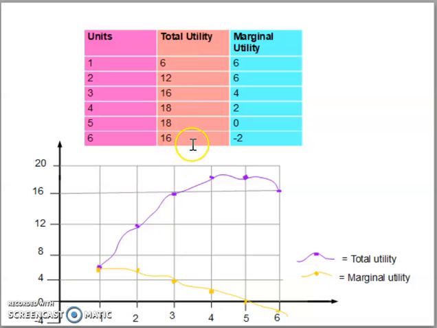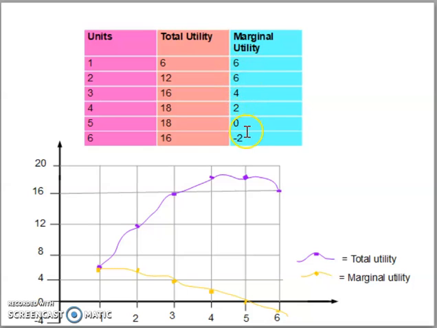Here we can observe the two curves. This one is for total utility, and this yellow one is for marginal utility. The marginal utility is going down and into the negative numbers, and the total utility is increasing. Why is it increasing? Because it is the addition of all the marginal utilities. Now we can observe that the marginal utility is decreasing.